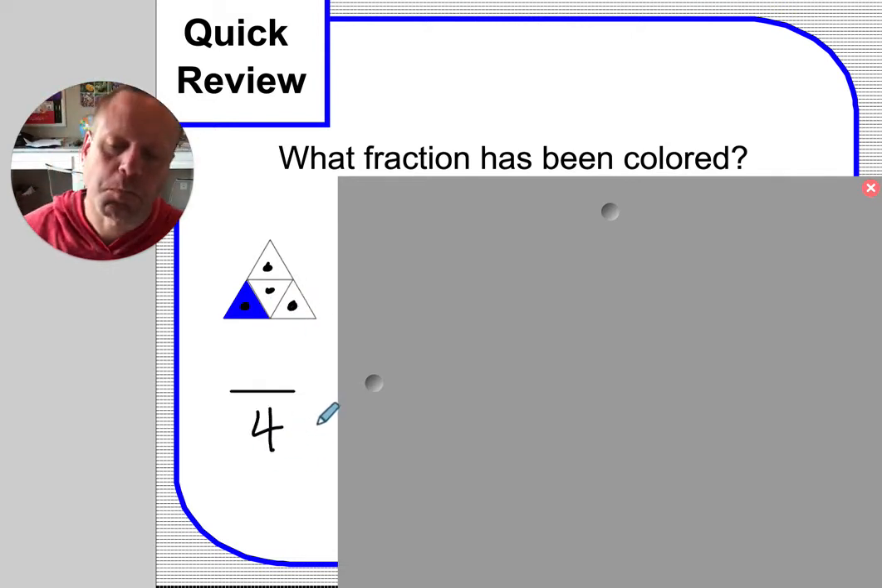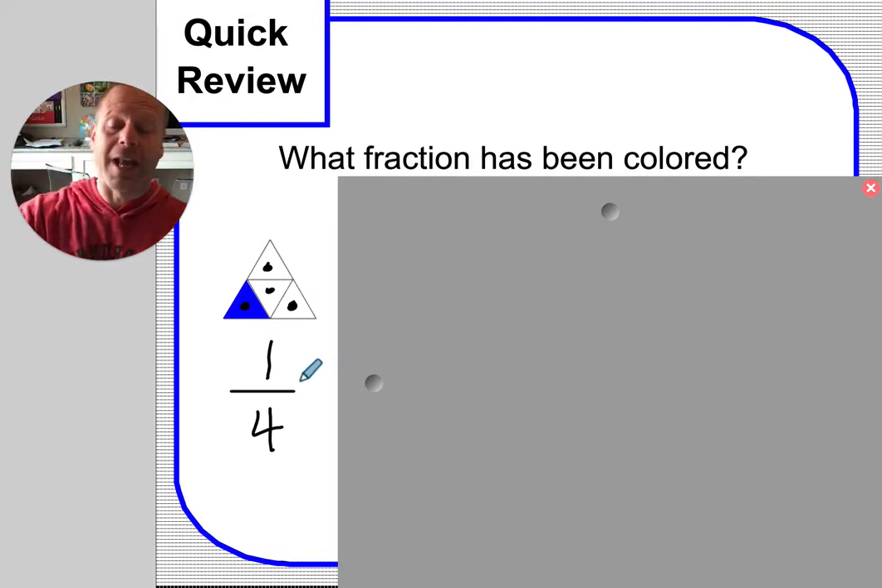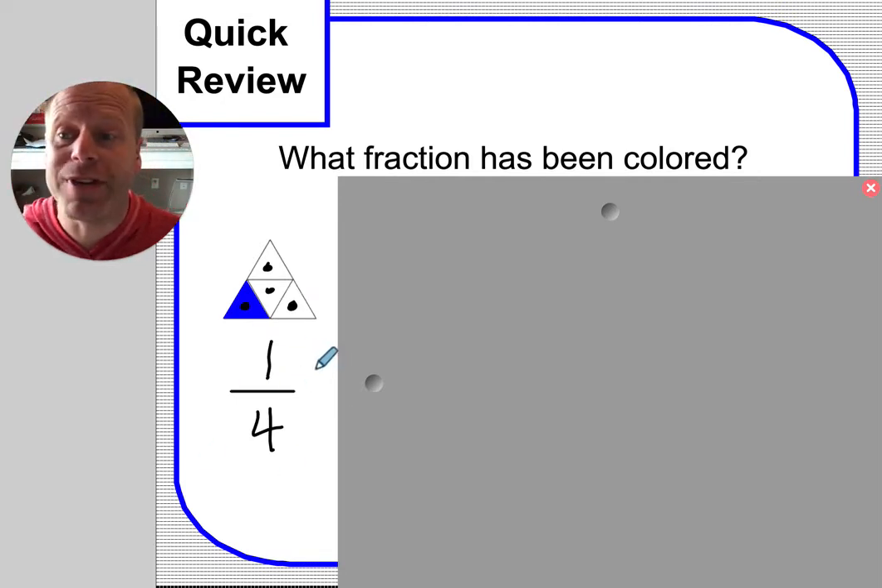Okay? The second step is to look at what's been shaded, right? What's been used up, what's been eaten, whatever the problem calls for. And in this case, it's been colored blue. So how many of these parts are colored blue? Aha! Now we have the fraction, but how do you name the fraction?